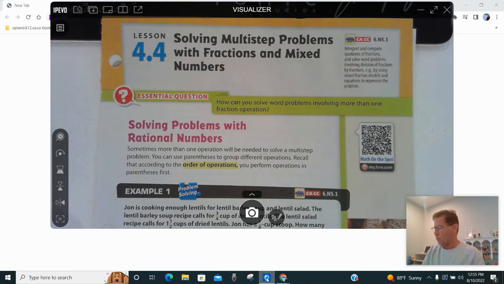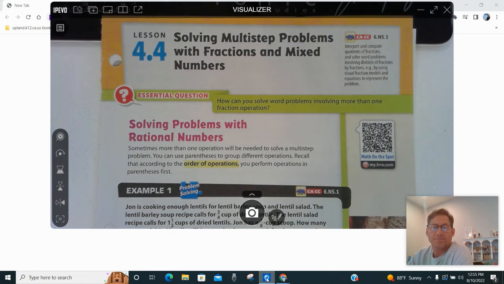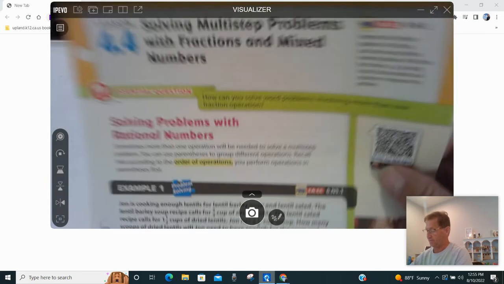Sometimes more than one operation will be needed to solve a multi-step problem. You can use parentheses to group different operations. Recall that according to the order of operations, you perform the operations in parentheses first.